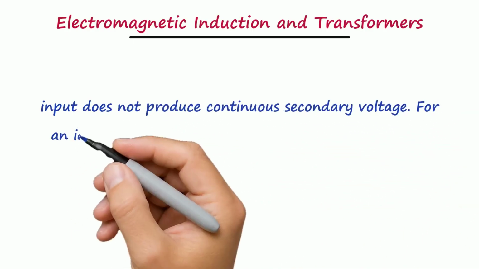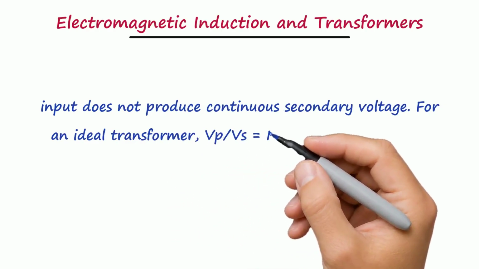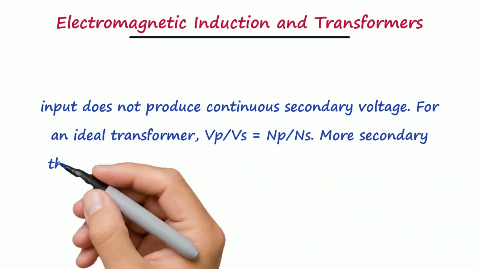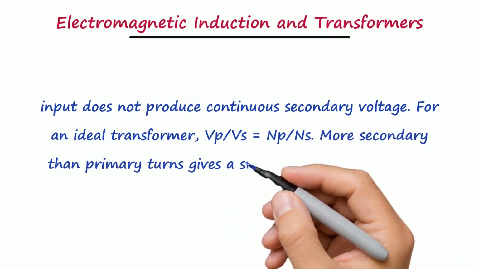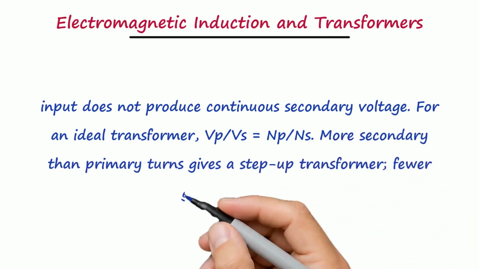For an ideal transformer, Vp over Vs equals Np over Ns. More secondary than primary turns gives a step-up transformer, fewer give step-down.